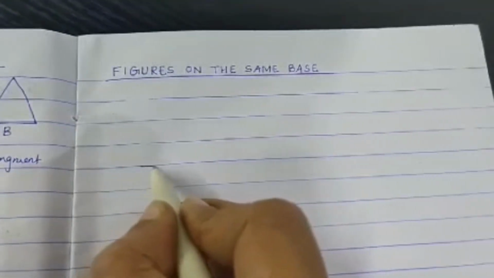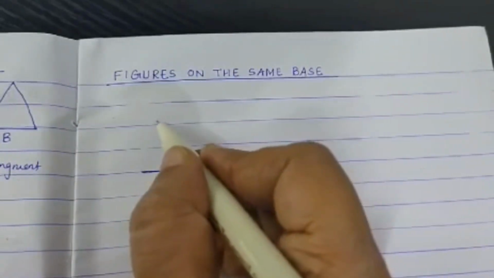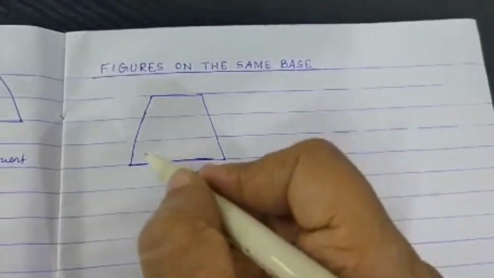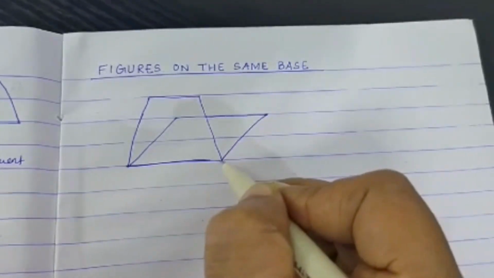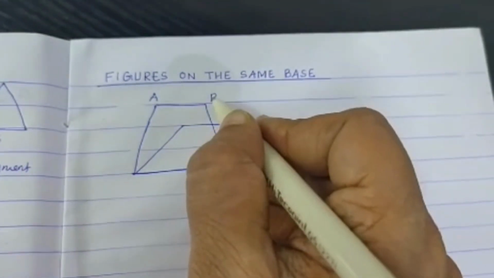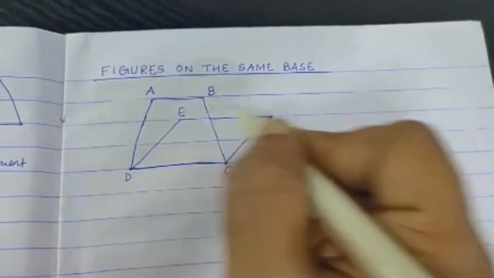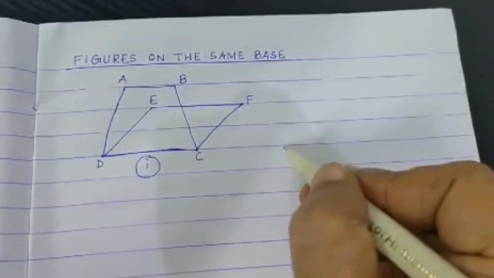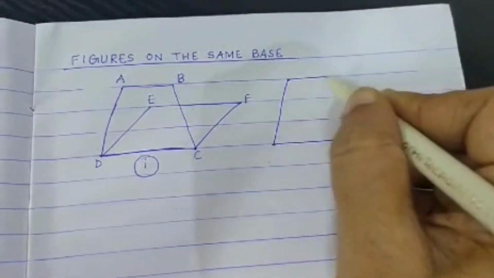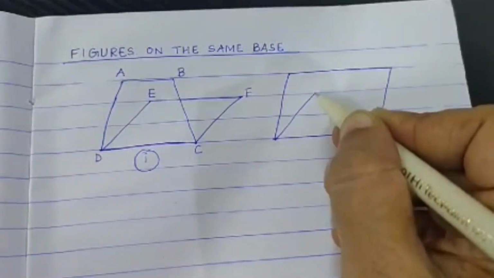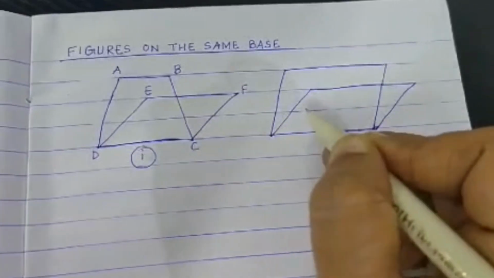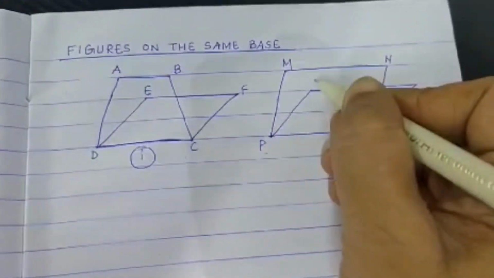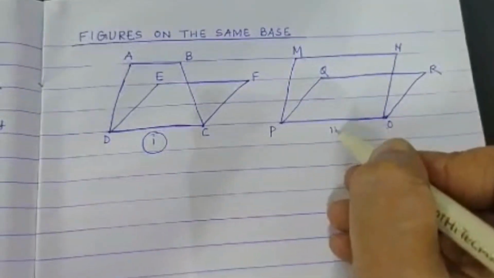First of all, let us suppose this is the base. Let us draw one trapezium like this, and let us draw one parallelogram like this. So basically, A, B, C, D, E, F. This is one figure. Let us draw the second figure like this. Both are parallelograms. M, N, O, P, Q, R. This is figure 2.